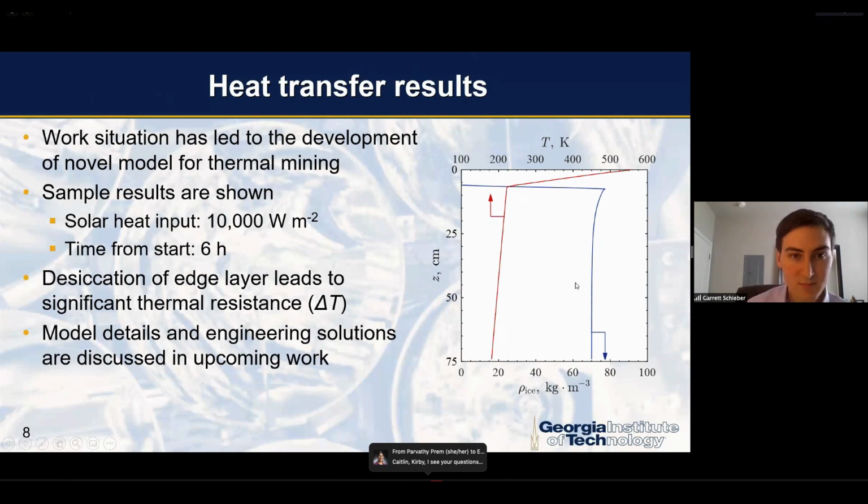And so basically what's happening here is, as we desiccate this edge layer of regolith, we remove the heat pathway through the ice. And so then we rely solely on the radiative conductivity and maybe any conductivity contributions of the gas, which is fairly limited. And this leads to a significant thermal resistance, essentially meaning our heat cannot penetrate very effectively to the maximum. Now, I wish I could get into this more. However, this model details and engineering solutions to try to enhance this heat transfer and hopefully get around to this 50 centimeters depth are discussed in upcoming work that I'm developing.